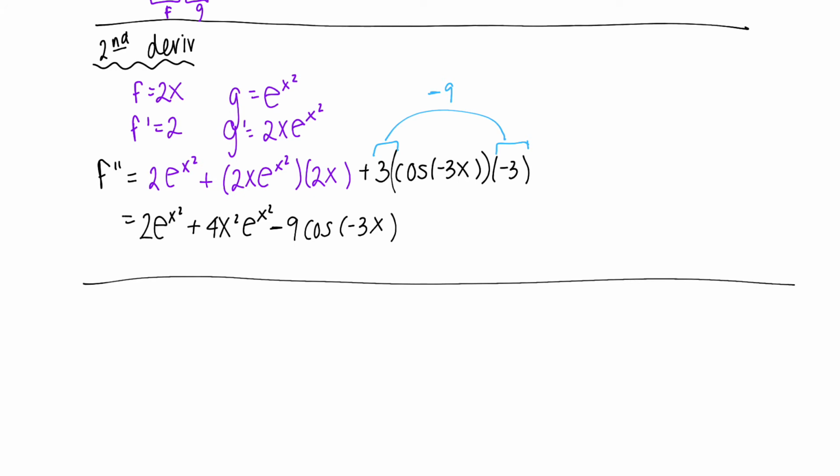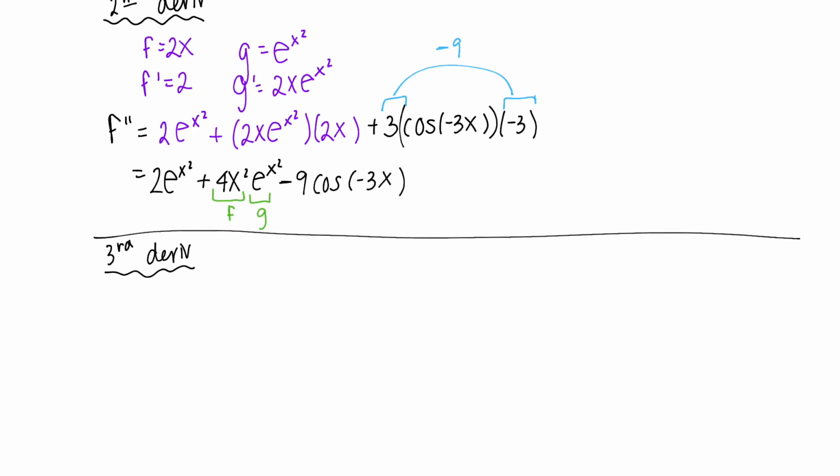And we go in for our third derivative. Once again, doing product rule on this guy here. Maybe I'll use a different color this time. This one is going to require product rule. So f is 4x squared. F prime is 8x. G is e to the x squared. G prime is 2x e to the x squared.